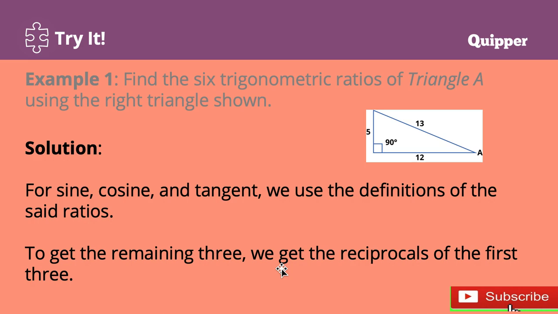Okay, here's the solution. Sine, cosine, and tangent are the three major trigonometric functions. We will first find the sine, cosine, and tangent because the cosecant, the secant, and the cotangent are just the reciprocals of these three major trigonometric functions. To get the remaining three, we get the reciprocal of the first three.